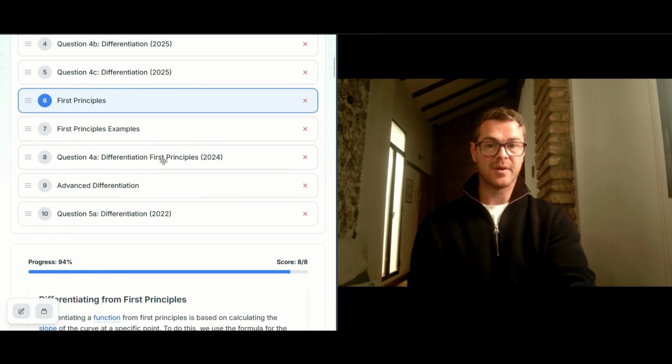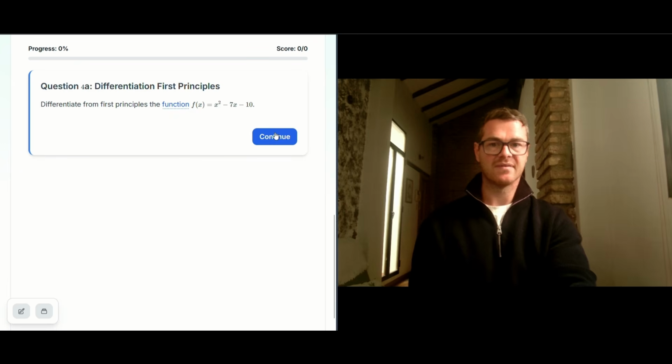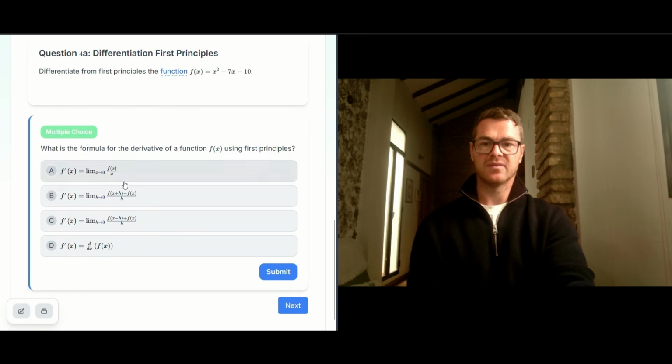I'm going to show you what an exam paper looks like. There's other examples that you can go through, but we'll go through the exam paper question instead. Differentiate from first principles, x squared minus 7x minus 10. So write down your formula. Again, this will get you marks on the day.